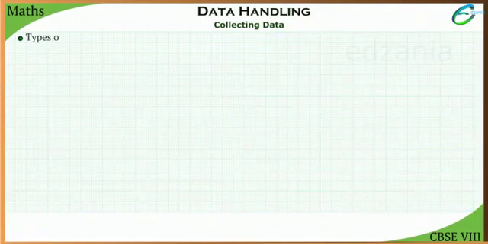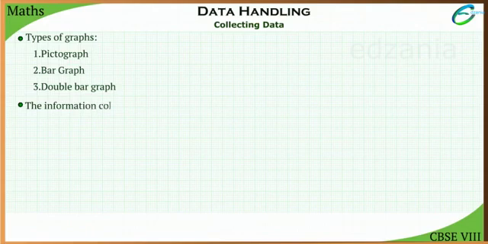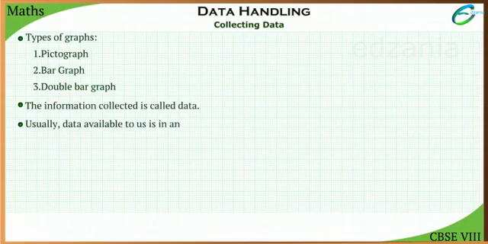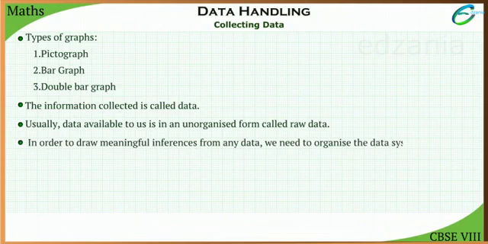Summary. Types of graphs: pictograph, bar graph, double bar graph. The information collected is called data. Usually, data available to us is in an unorganized form called raw data. In order to draw meaningful inferences from any data, we need to organize the data systematically.